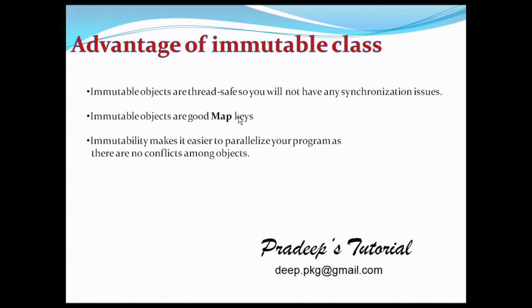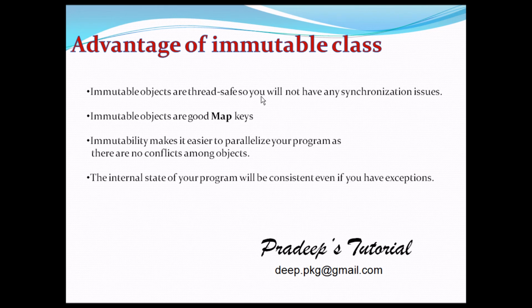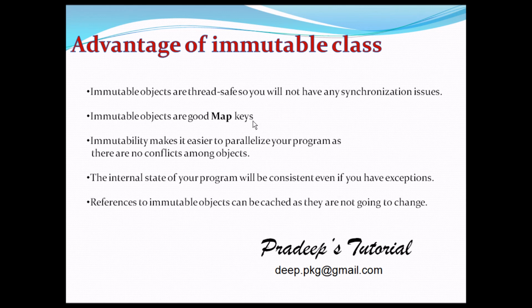Immutability makes it easier to parallelize your program as there are no conflicts among objects. This is obvious. Then the internal state of your program will be consistent even if you have an exception also. References to immutable objects can be cached as they are not going to change. We have seen that "abc" is not getting changed, so we can use it for caching purposes also. All these are examples of the advantages of an immutable class.